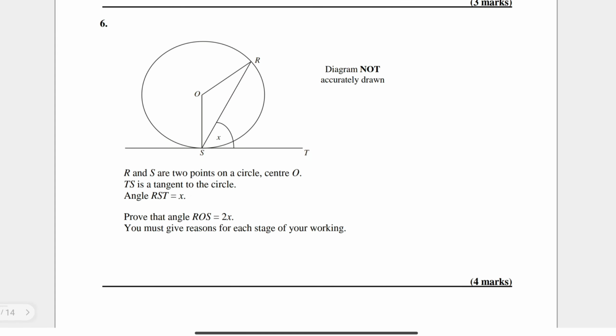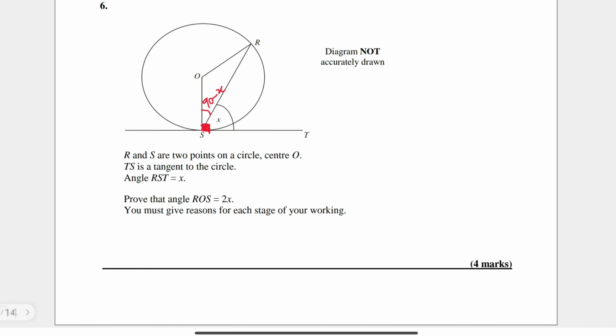So this is a triangle inside. R and S are 2 points on a circle with center O. TS is a tangent. If TS is a tangent, that will make all of these a right angle, and that will make the internal angle here 90 minus x. So prove that angle ROS is equal to 2x. How are we supposed to prove that?